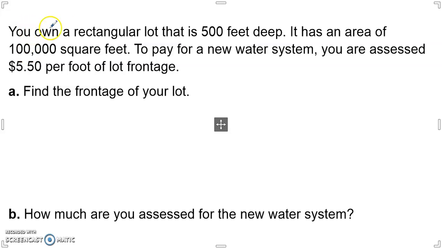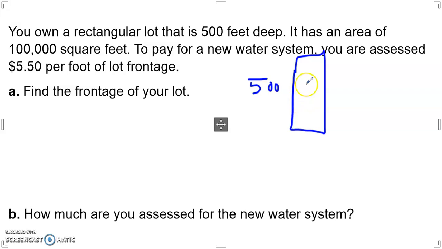All right, you own a rectangular lot that is 500 feet deep. It has an area of 100,000 square feet. To pay for a new water system, you are assessed $5.50 per foot of lot frontage. So we've got a rectangular lot. Let's draw this up. And it's 500 feet deep. So this one is 500.